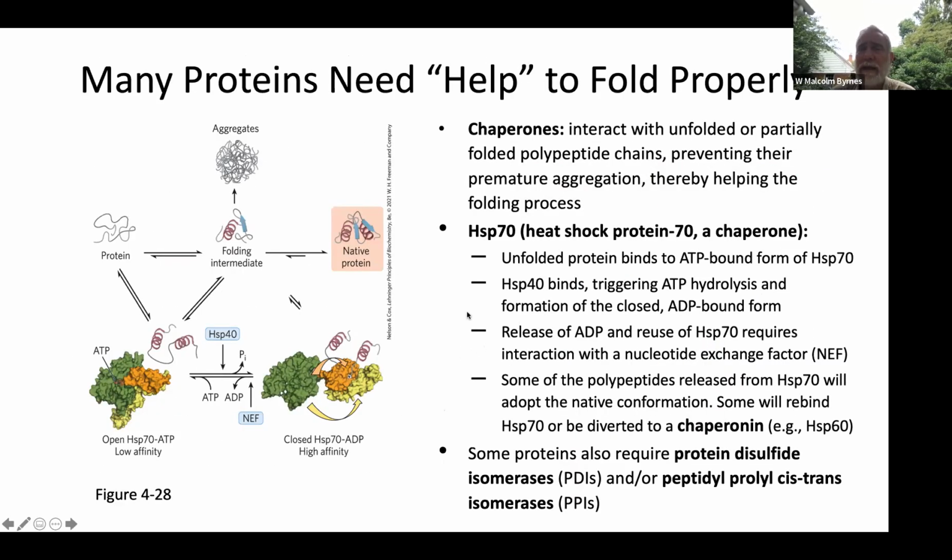But many proteins, again, need help to fold properly by chaperones. Chaperones interact with unfolded or partially folded polypeptide chains, preventing their premature aggregation, thereby helping in the folding process. An example of a chaperone, a very important one, is heat shock protein 70. And how it works is shown here in this diagram on the left. So we have a protein forming a folding intermediate, and then the native structure. If something goes wrong, the folding intermediate can not fold, but rather aggregate and form these aggregates. And here's showing an amorphous aggregate.